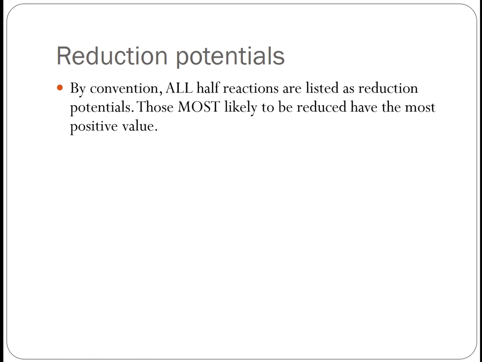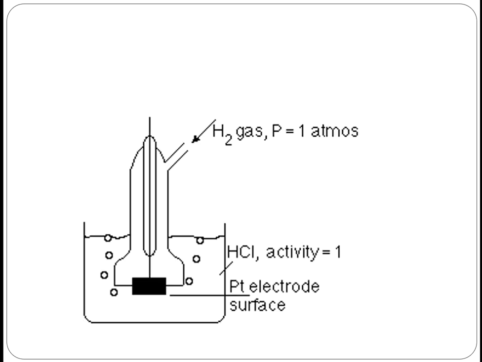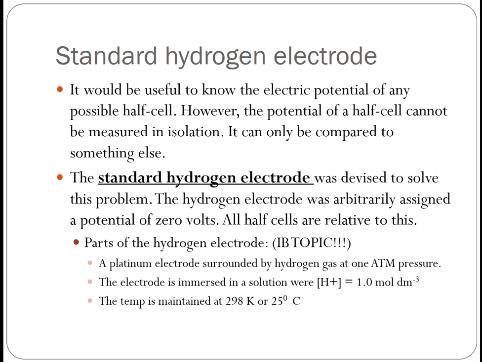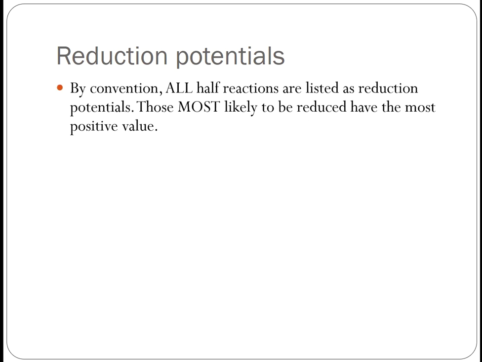But the hydrogen electrode was arbitrarily assigned a voltage of 0, and then all other ones are compared to that. Does it even say that on here? Yeah, arbitrarily assigned a potential of 0 volts. So all other potentials that you see when we look on that table I showed you at the beginning of the slide and all that stuff, they're all relative to hydrogen.